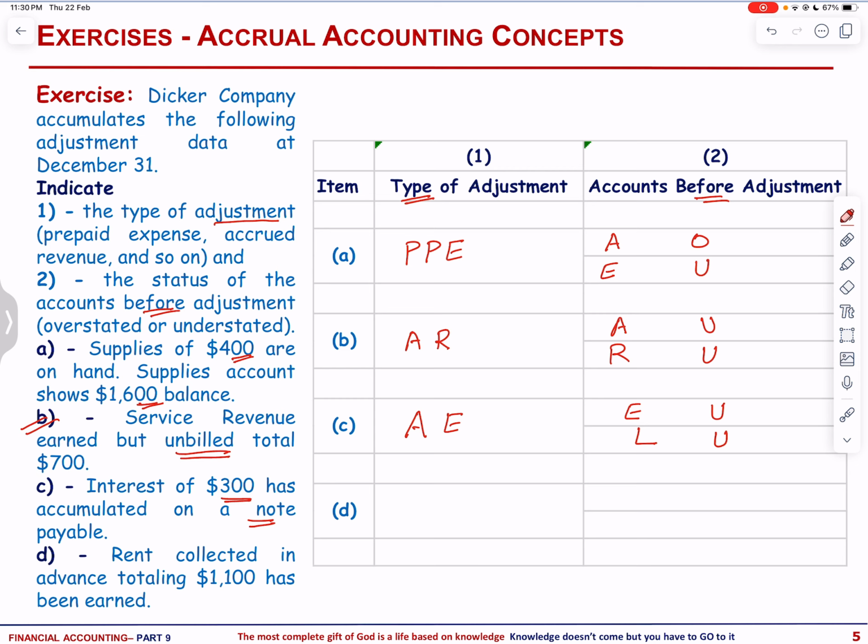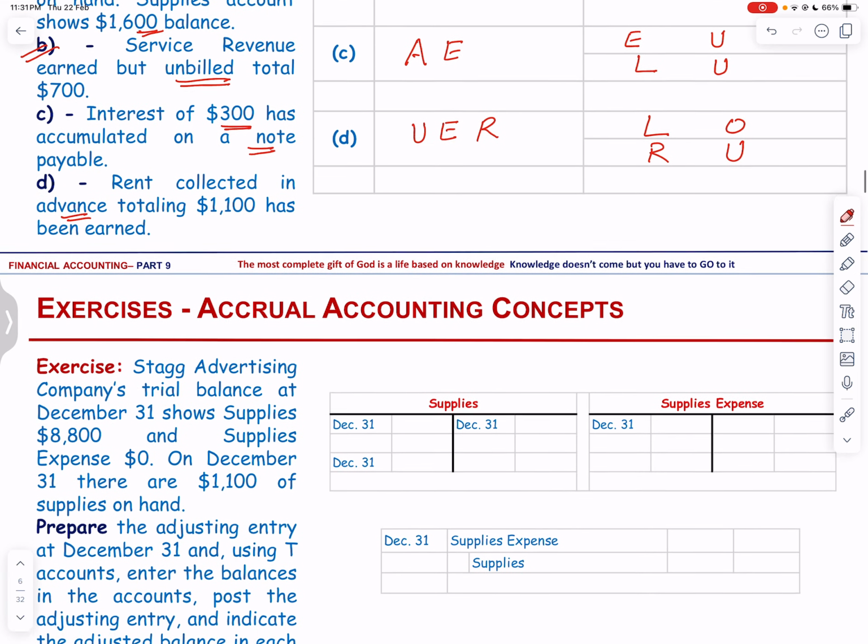Then rent collected in advance totaling 1100 has been earned. So this is an adjustment for unearned revenue. And in this case, before adjustments, liabilities are overstated and revenue is understated. Let us move on to the next exercise.